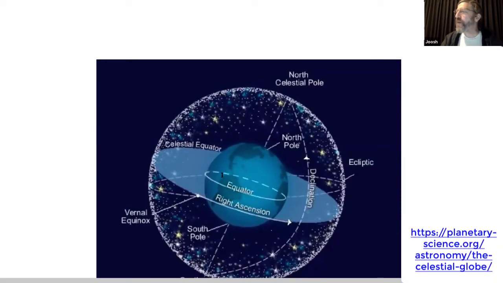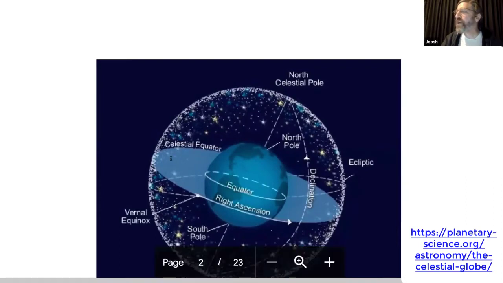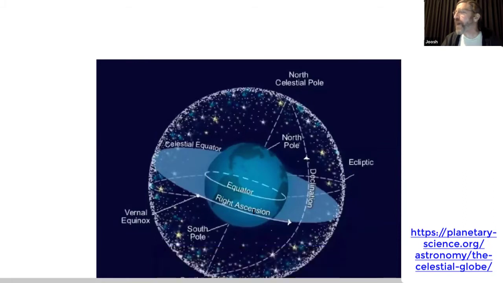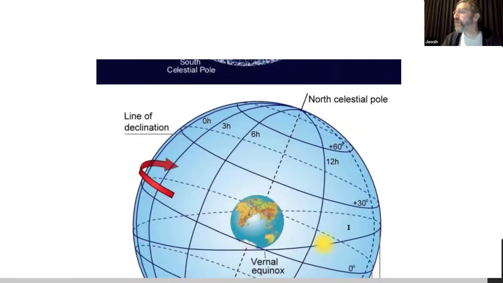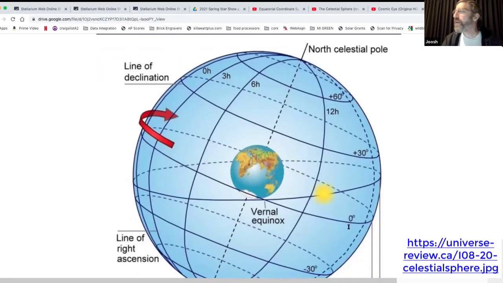So if you take a look at this, what you'll see is the equator of the Earth. If you could stretch that out into a big disk and project it out to infinity, it would actually intersect this celestial sphere. You have to imagine the Earth inside of a giant clear beach ball. It would intersect what is called the celestial equator. And this is a better view of it right here.